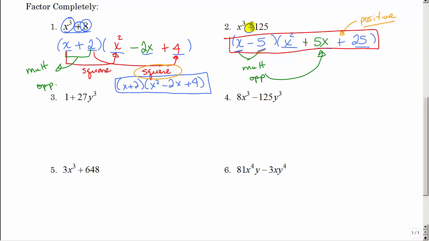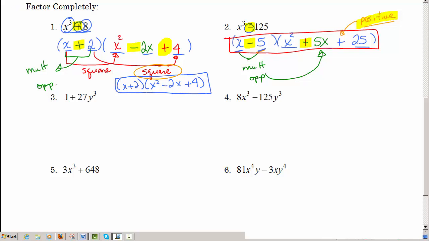So let's just pause for a minute, look at the signs. If our problem starts with minus, then we use a plus, and this is always positive. If our problem starts with plus, we start with the plus, then the opposite, and this is always positive.